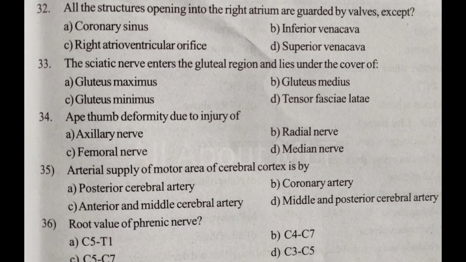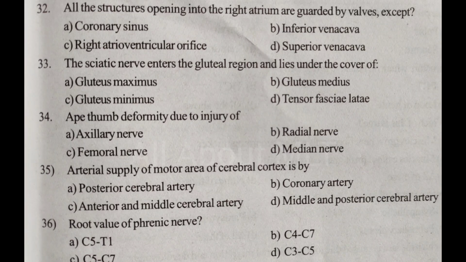All the structures opening into the right atrium are guarded by valves except option A, coronary sinus. Option B, inferior vena cava. Option C, right atrioventricular orifice. Option D, superior vena cava. Answer is option D, superior vena cava.